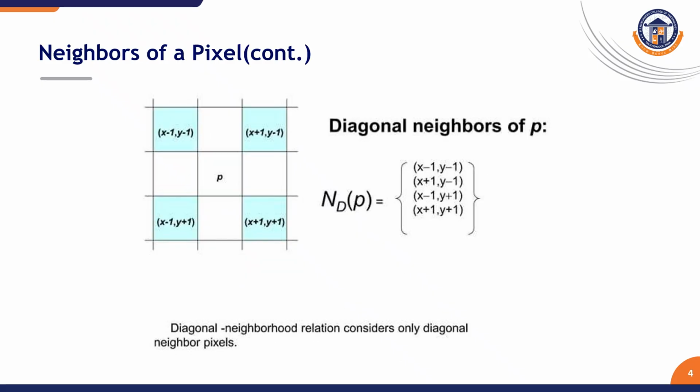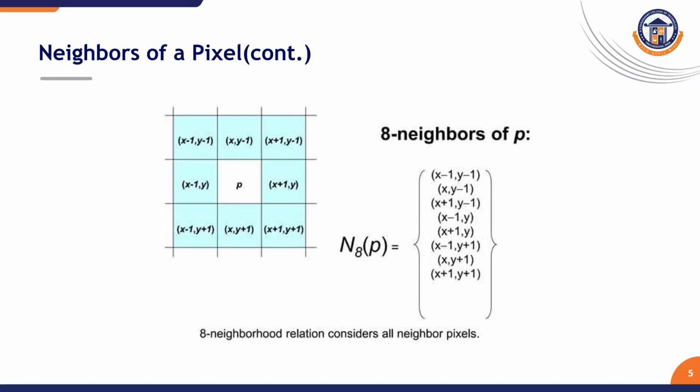So next is the diagonal neighbors of a pixel. Diagonal neighbors of pixels can be represented by nd of p. So the diagonal pixels are x minus 1 comma y minus 1, x plus 1 comma y minus 1, x minus 1 comma y plus 1 and x plus 1 comma y plus 1. These are the diagonal neighbors of a pixel. Both the horizontal and vertical neighbors and the diagonal neighbors of a pixel can be represented as n8 of p.